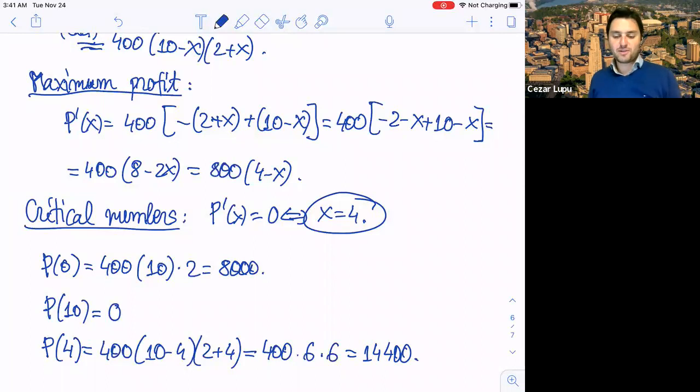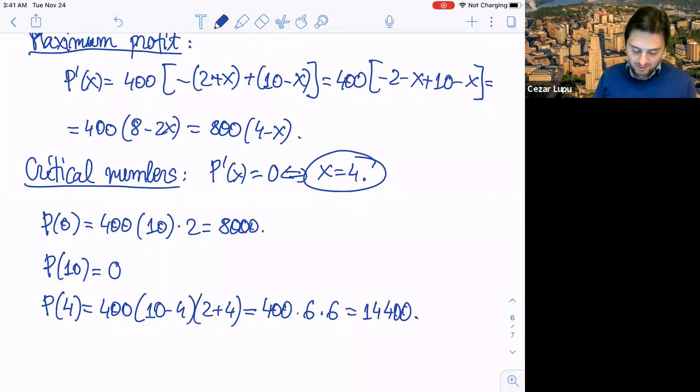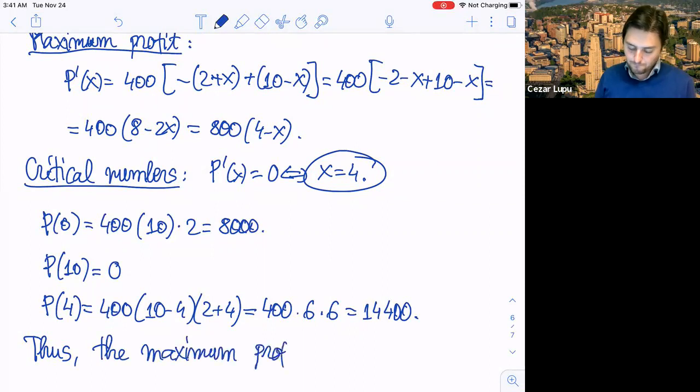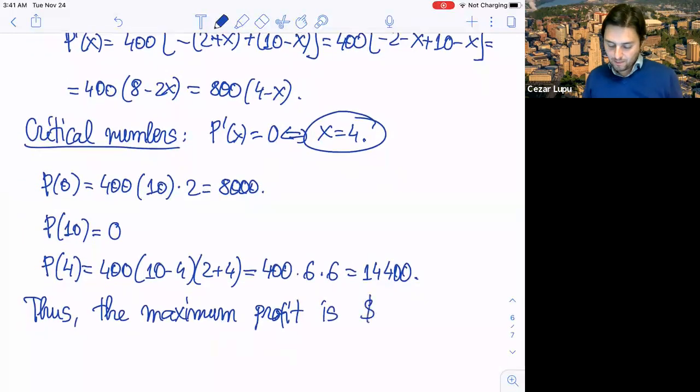So the maximum profit is $14,400. Oh, that's quite nice. You see, you can optimize your business in this way. This is why calculus is nice.